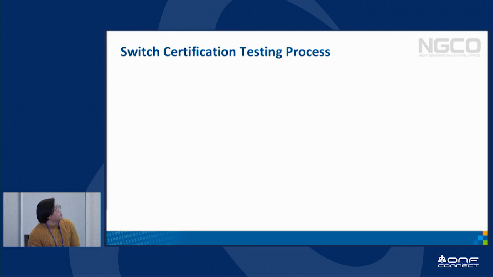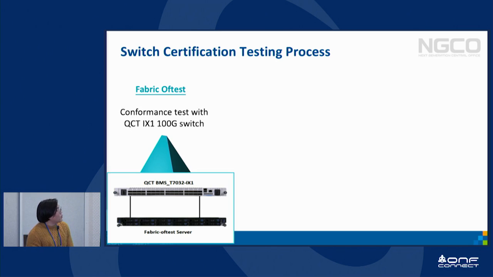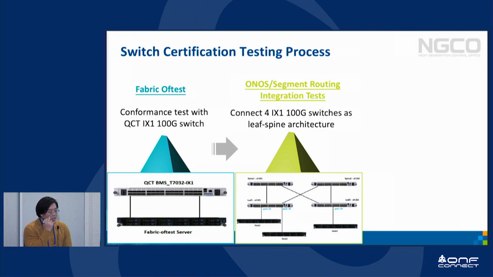Talking about the switch certification testing process, this process is briefly divided into 3 steps. Step 1 is to use Fabric OF-test to do the conformance test with the switch. This test will make sure the features required by the CORD environment are supported on the physical switches. And the second is to connect the physical switches as a leaf-spine architecture, then use ONOS to test the segment routing integration test.